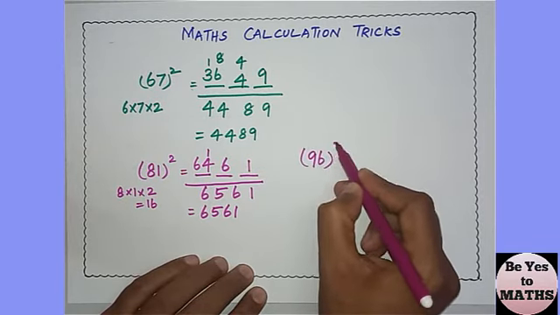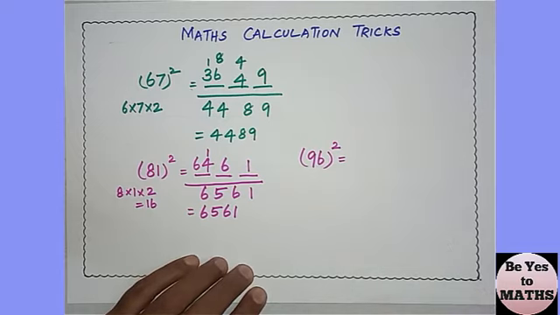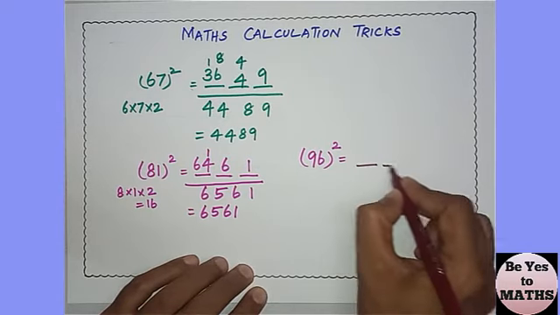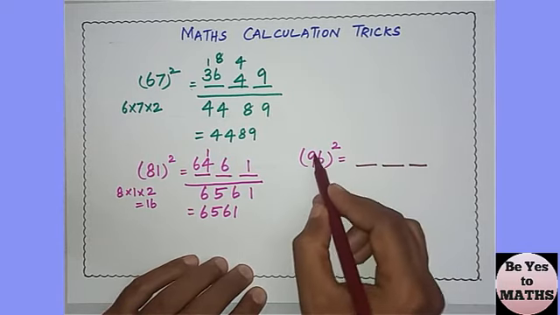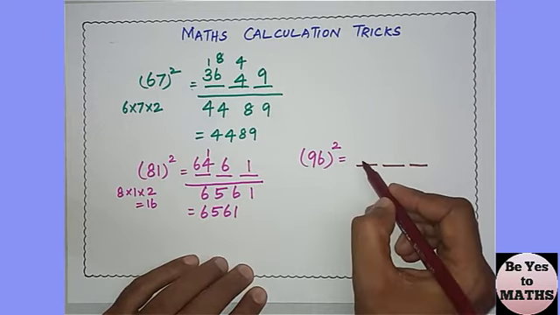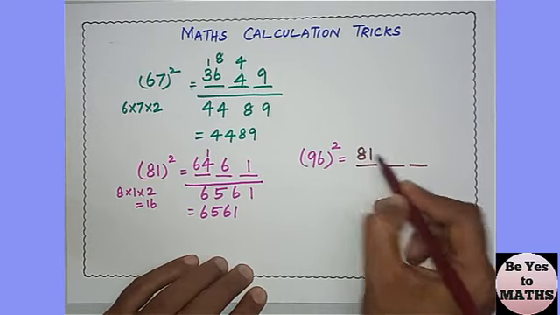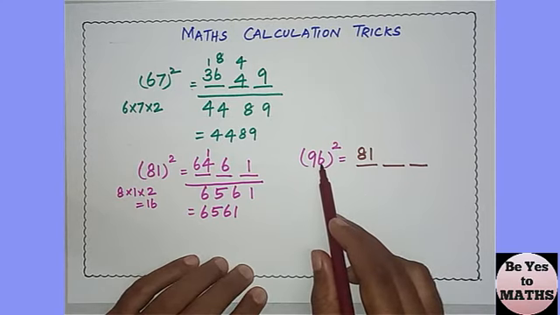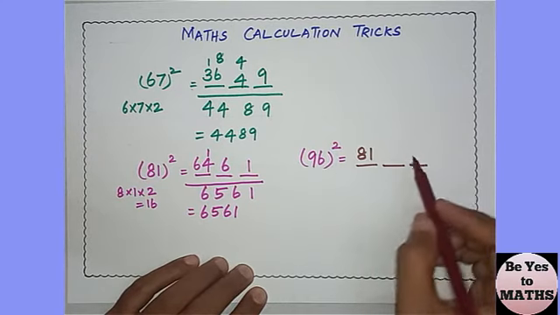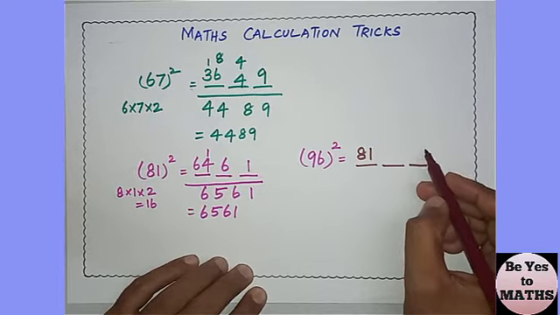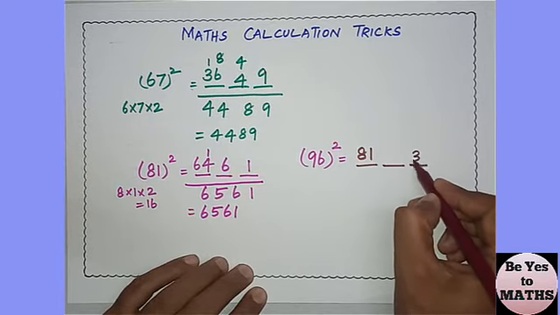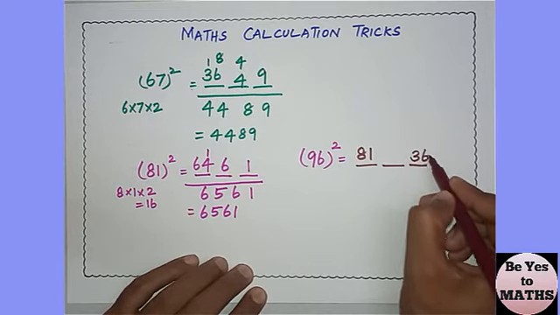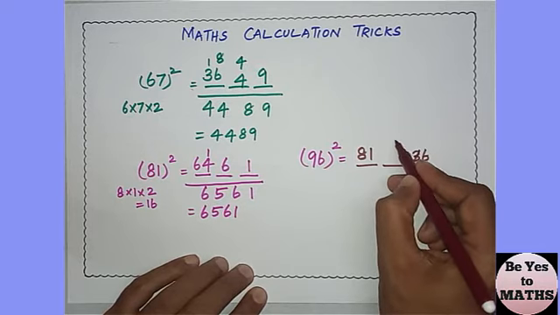Next we'll go with a bigger number, 96 square. Square of 96. So mark 3 blanks. For the first blank, square of the first digit. So 9 square is 81. Leave the second blank, go to the third blank. Third blank, square of unit digit. Here we have 6. So 6 square is 36. We'll write 6 here, 3 carry here.